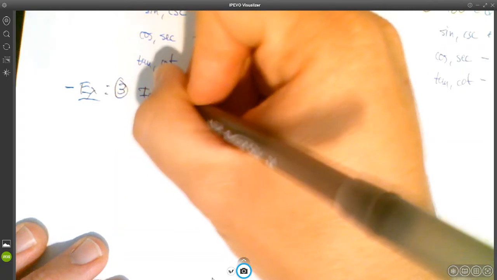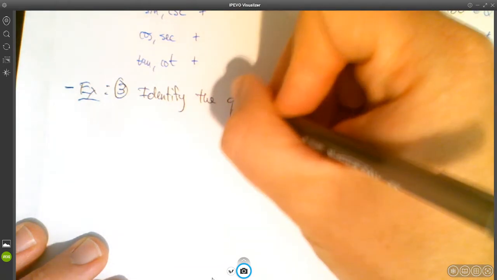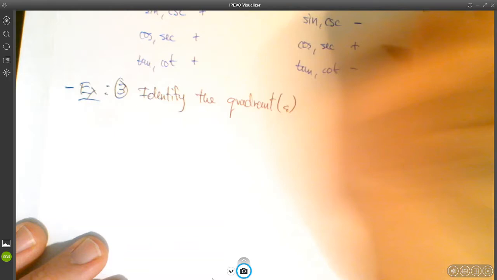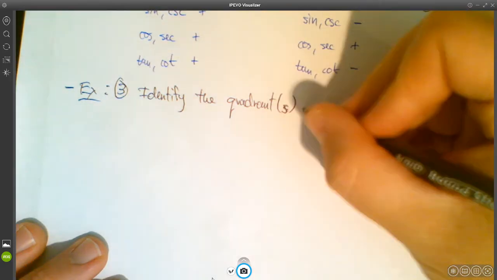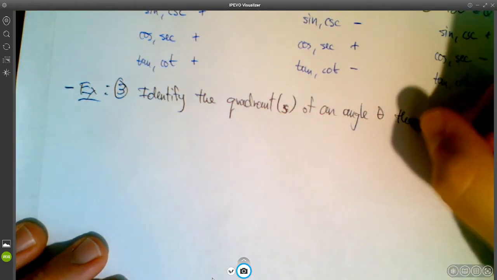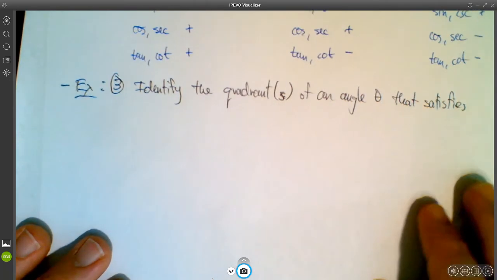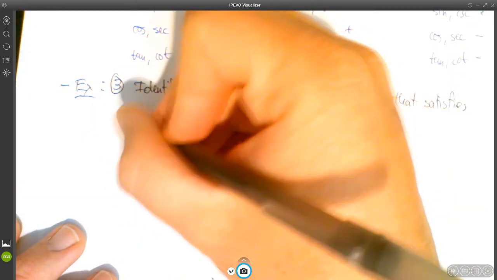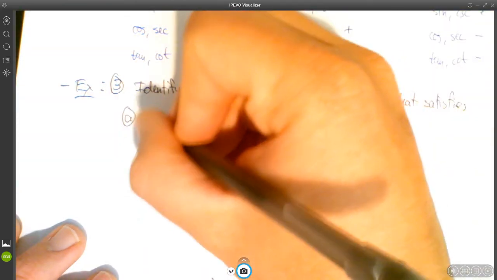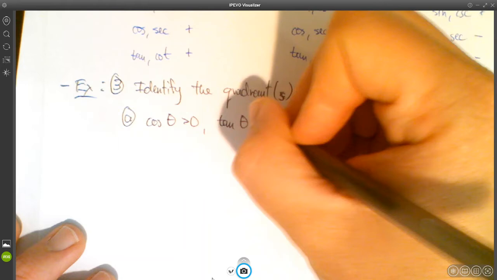So let's identify the quadrant, or if there's more than one, the quadrants of an angle theta that satisfies the given conditions. So let's see. Let's say that cosine theta is greater than 0 and tangent theta is less than 0.